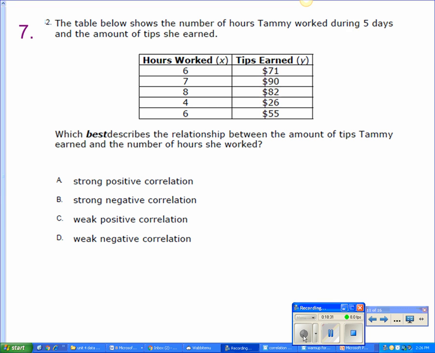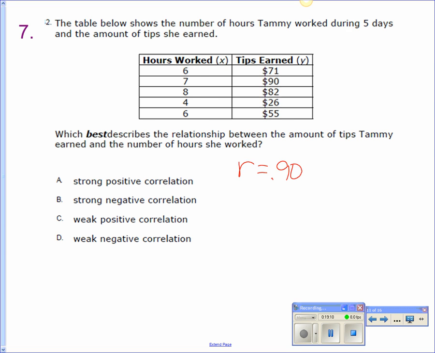All right, number 7 up here. Andrea, read it for us. Good. Bishop, when you have these correlations in the answer, what's it looking for? What do we have to look for in the calculator when it says correlation? The R value. Good. Dylan, what did you get for the R value for number 7? 0.90? Okay. So the R value is 0.90.